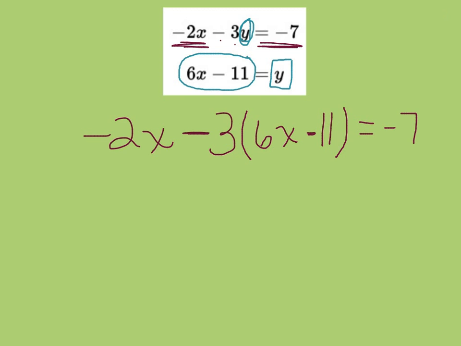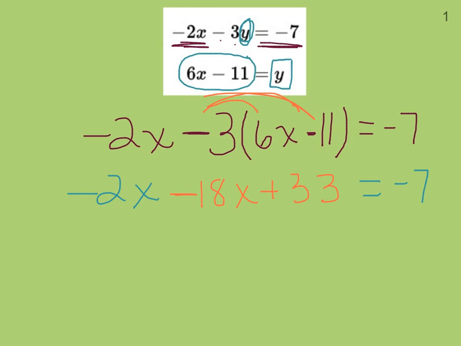Alright, the things that are going to stay the same, sometimes I like to write those first. I'm going to just put that negative 2x here, and I'm going to put the equals negative 7 here, because I know that those are going to stay the same. Right now, all I'm about to do is to distribute this here. Oops. Alright, so we have the negative 3 times 6x, that's going to be negative 18x. And then negative 3 times negative 11, that's going to be a positive 33, so we say plus 33, equals negative 7.